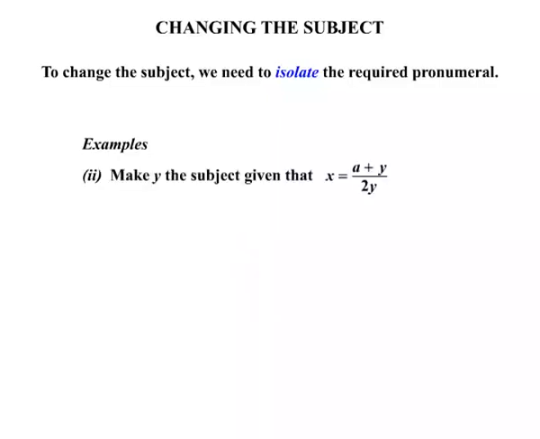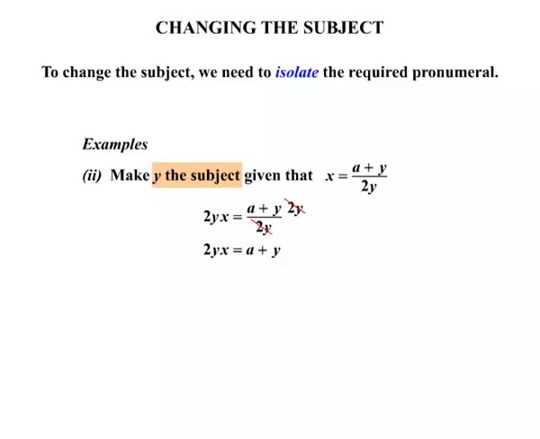Second example, we're asked to make y the subject, given that x equals a plus y all over 2y. Let's write down the equation again. Now anytime we have a fraction, we need to get rid of that denominator by multiplying everything by that. So we're going to multiply that side by 2y and then the other side by 2y. Don't forget to multiply both sides. Now on the right hand side those 2y's will cancel each other out. So we now have got the equation without any fractions. We'll simplify that. We'll just write that as 2yx equals a plus y.